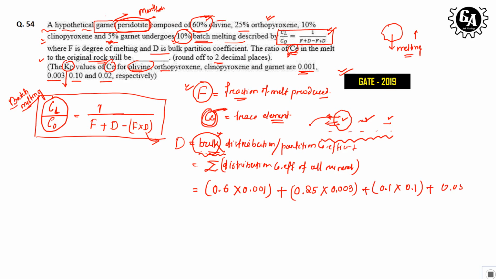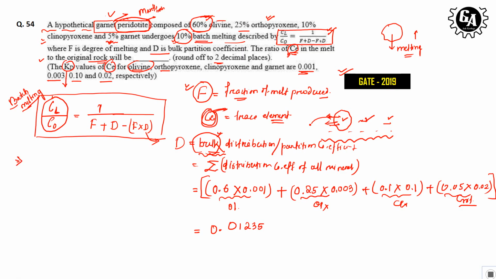0.05 times 0.02. In the summation you can see this is contributed by the olivine, this by OPX, this by CPX, and this by your garnet, and all of them contribute to the whole garnet peridotite. That's why it is the bulk distribution coefficient. So in this case, the calculation gives 0.01235. I have calculated it before. Now just put this value here.